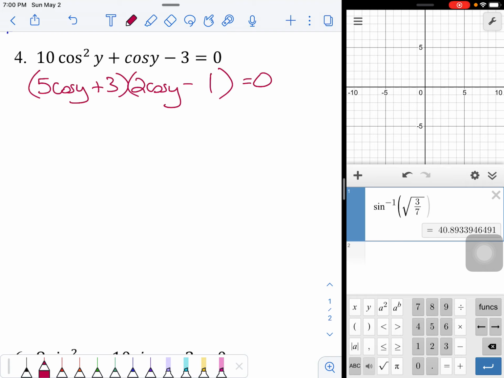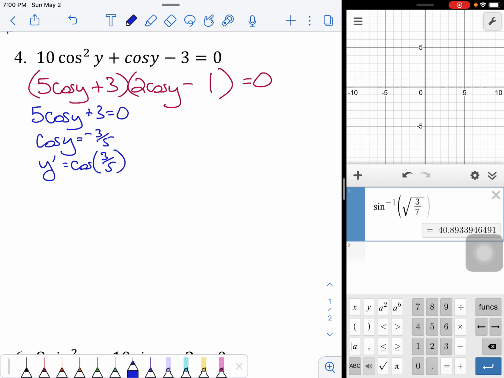So we've got 2 factors. I'm going to set the first factor, so 5 cosine y plus 3 equals 0. I just want to work with that one. I'll get to the other factor in a little bit. So this is going to be the cosine of y is equal to negative 3/5. So y prime is going to be the inverse cosine of, just deal with the positive part. We'll take care of the negatives once we know the reference angle, and that's what that y prime is. So, oops, I forgot there's supposed to be an inverse sign there, or inverse cosine.